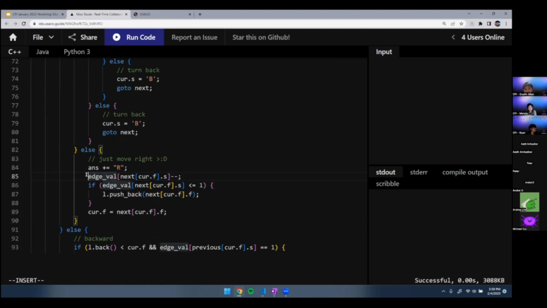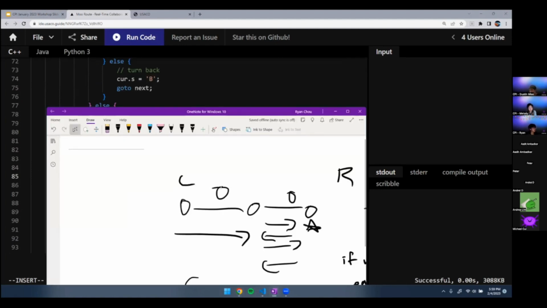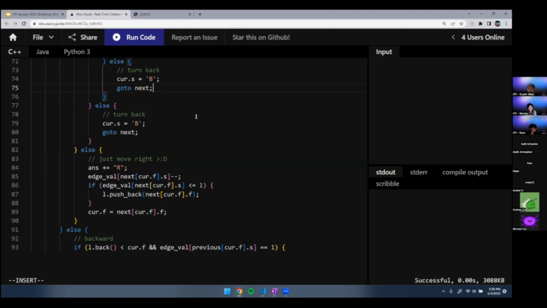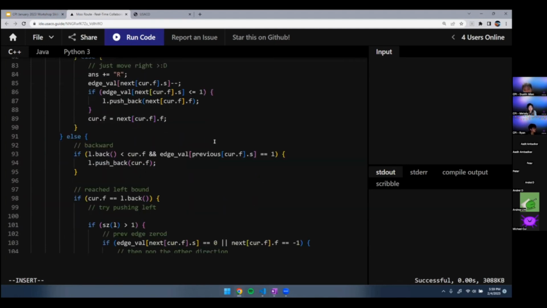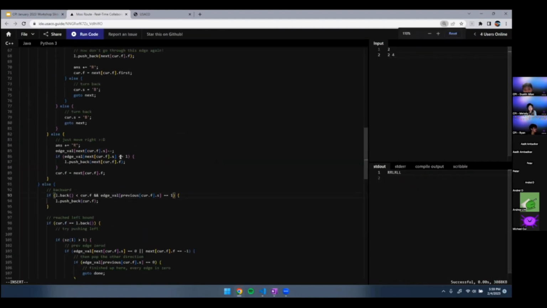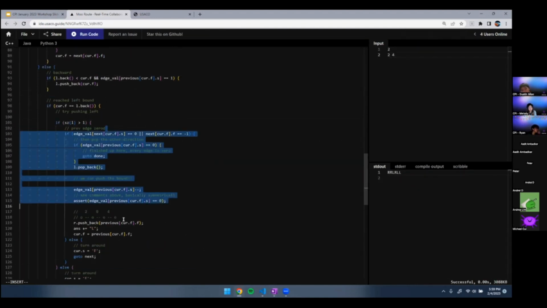And we're going to decrease this edge value by 1, and if it's less than or equal to 1, then we're going to add that to a left bound, because we got to keep track. If we make this a 1, then we have to do an extra check before we go back that way. Otherwise, we're going to be going backwards. So it's going to be the exact same thing over here, except we're going backwards.